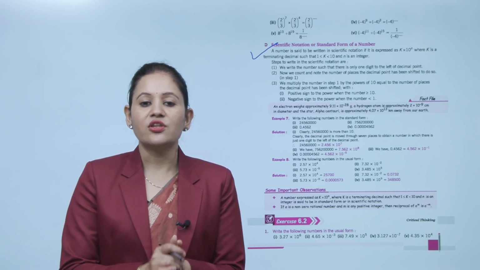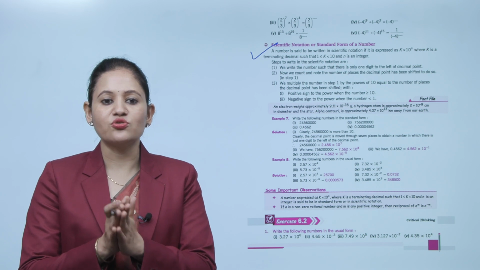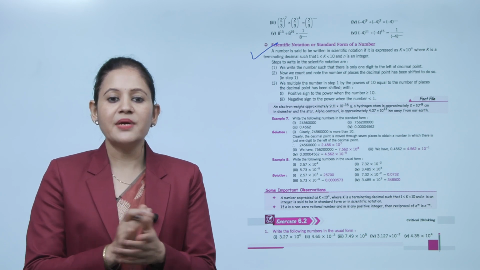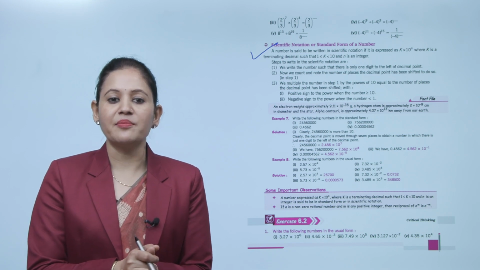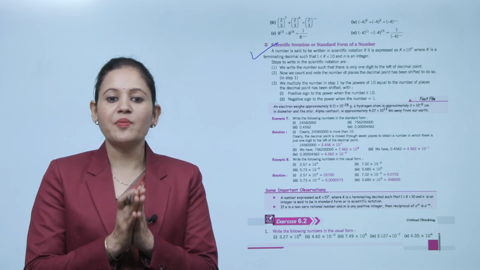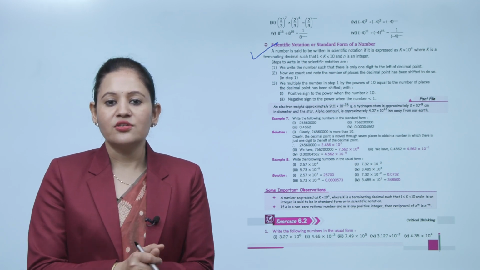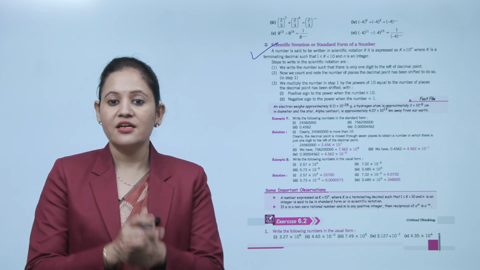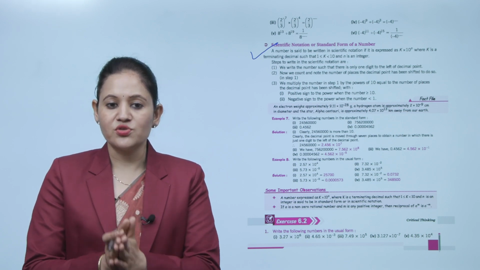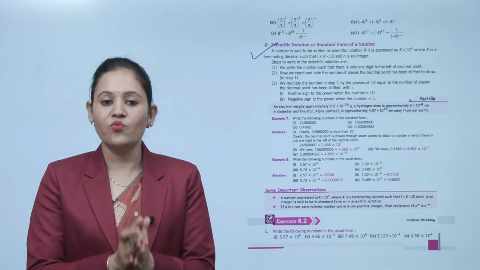Now we count the number of places the decimal point has been shifted. We multiply the number in step 1 by the power of 10 equal to the number of places the decimal point has been shifted, with a positive sign to the power when the number is greater than or equal to 10, and a negative sign to the power when the number is less than 1.